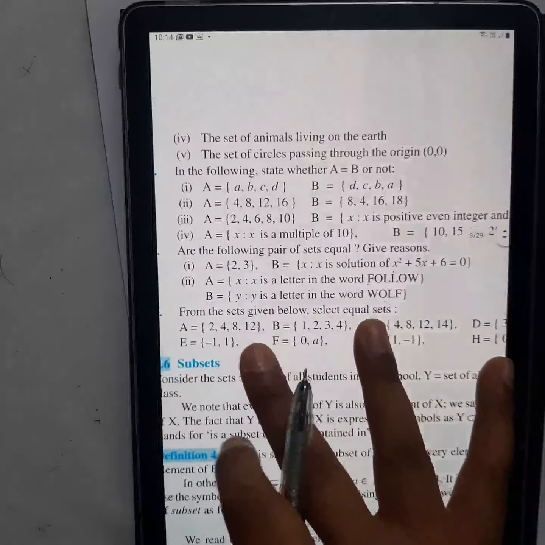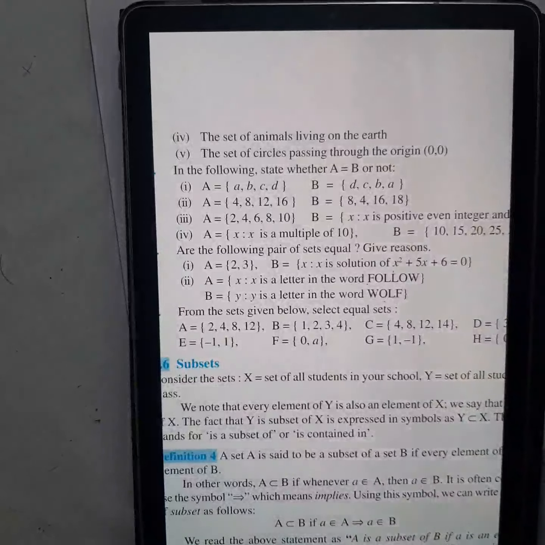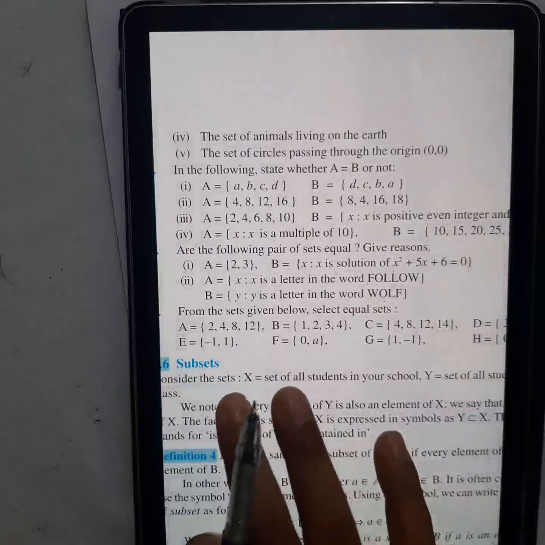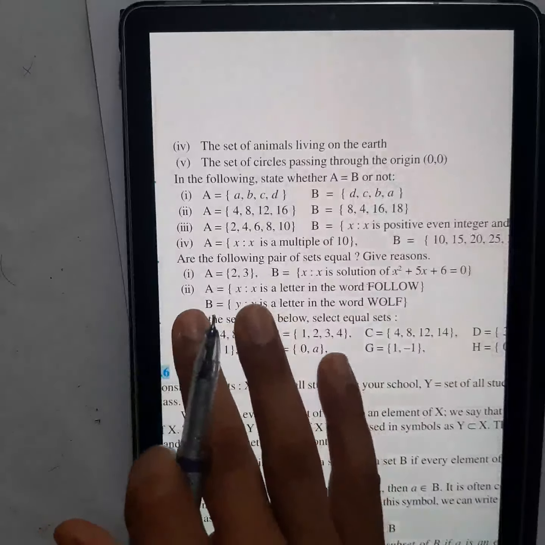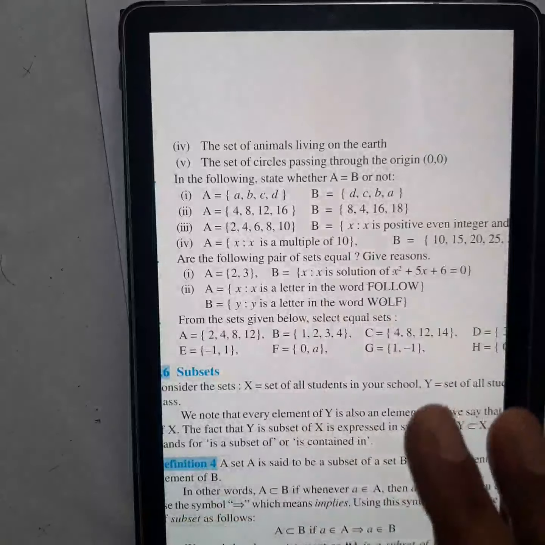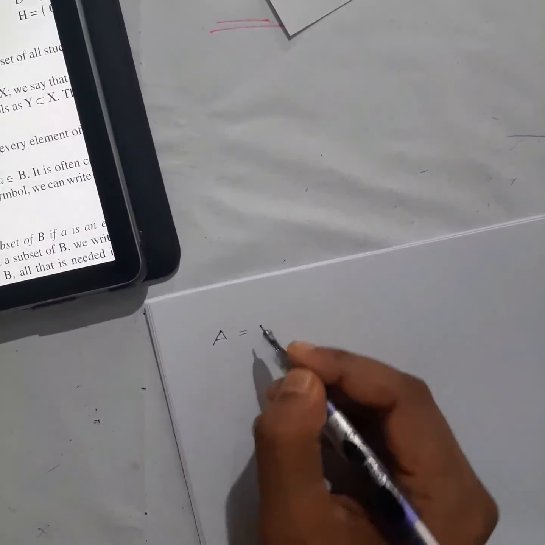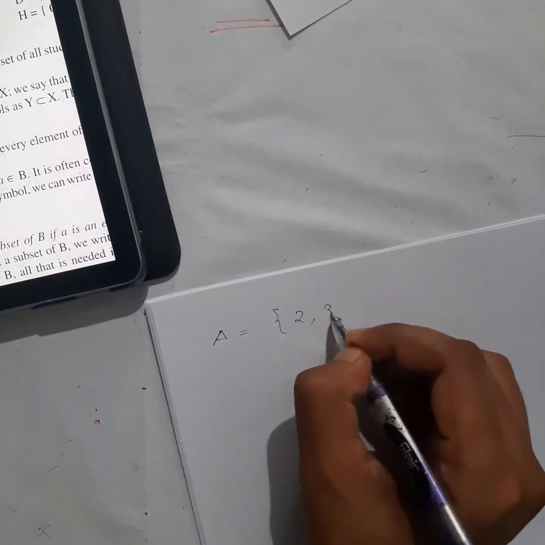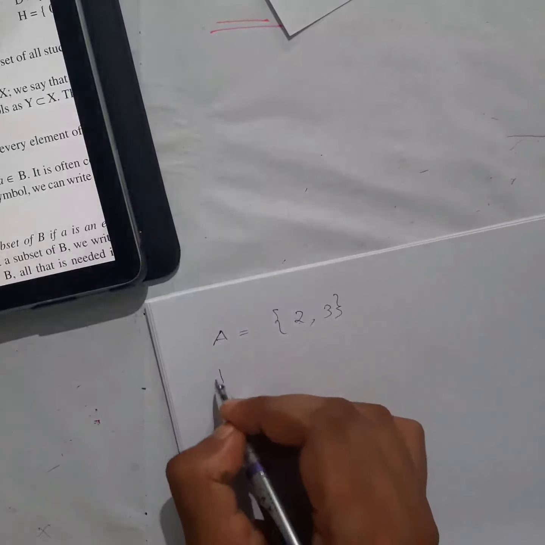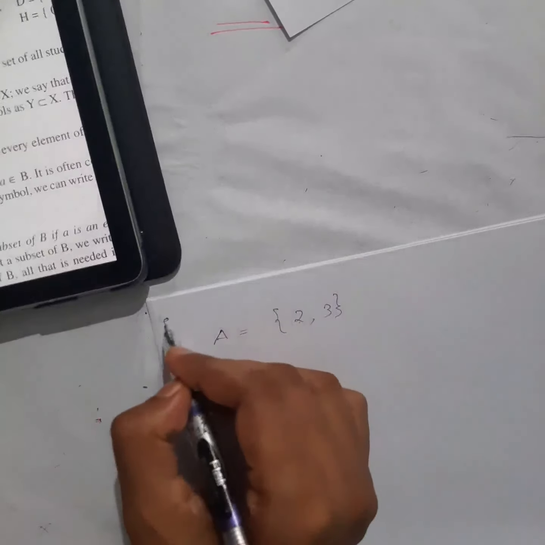So see here, in this case the reason will be what? Obviously whatever I have explained, that will be the reason. Okay, so in this case see here, are the following pair of sets equal or not, we have to check. So what are the elements of A? So let me write down here. A elements are 2, 3. Let's find out the B elements now. This is your answer. Okay, you can write like this.